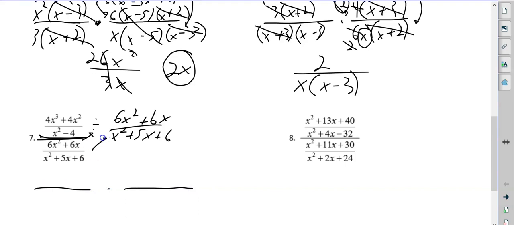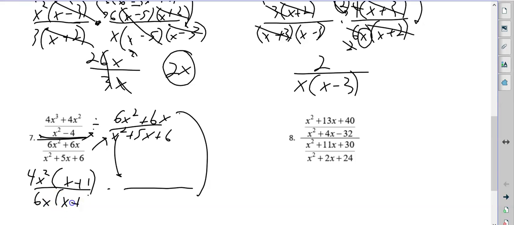And if it helps you to rewrite it like this, to visualize it, go for it. Okay, just remember, if you do, this is going to go down here, and this is going to go down here on the top. Okay, so on the top left, I can pull out a 4x squared. That's the GCF. And that's just x plus 1 left. On the bottom, I can take out a 6x. And that's going to leave me x plus 1.